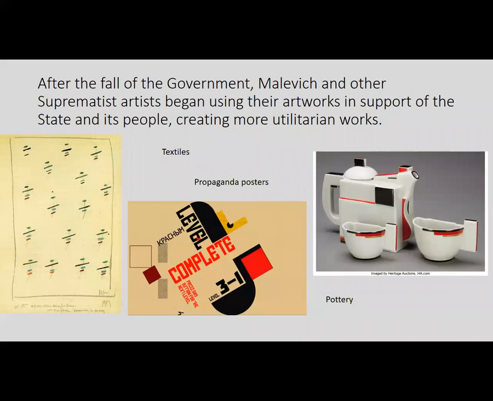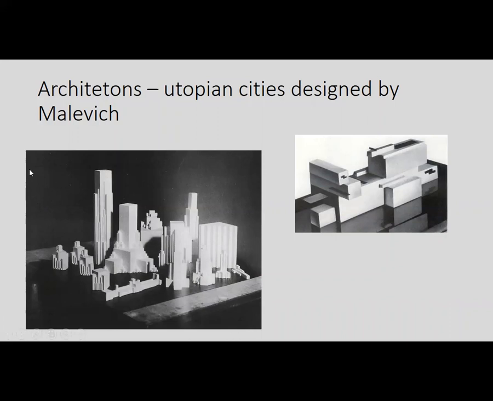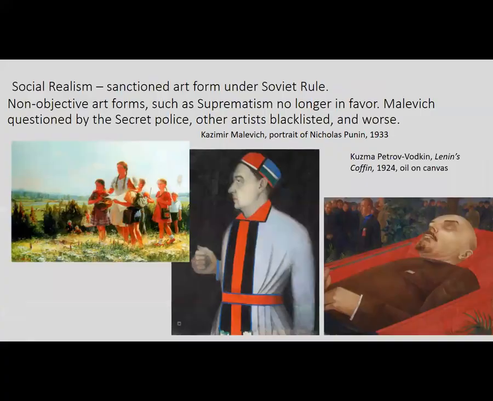So after the fall of the government, the death of the Tsar and his family, the artists start making artworks in support of the state and its people. They're creating utilitarian artworks that you can use in everyday lives. So artists are designing fabric and ceramics and propaganda posters. And Malevich starts designing these utopian cities, and the models of these are called architektons, pardon me. And then people are doing fabric design.